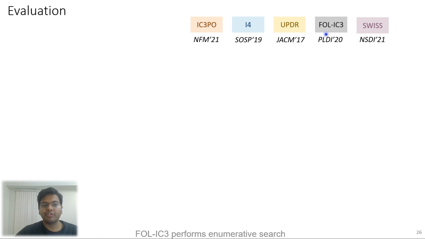FOL IC3 performs enumerative search among different quantification prefixes using a separators-based technique while performing incremental induction in the unbounded domain. Swiss, on the other hand, is a very recent technique that also enumeratively searches for candidate invariants in an optimized and reduced invariant search space. The main difference in IC3PO against these tools is that IC3PO does not search for a particular quantified form or enumeratively search for different forms. Instead, it uses the protocol structure and the concepts of symmetry to identify the required form by correlating symmetry with quantification.